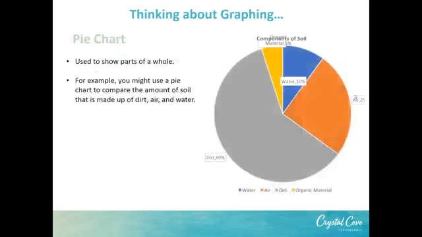And then lastly, we have a pie chart. A pie chart is a type of chart that is used to show parts of a whole, or in other words, it is used to show you percentages of something. So on the right hand side, we are looking at the components of soil, and then the pie chart will tell you that we have water, air, dirt, and organic material. It'll also tell you what percentage of those components are comprised of in the soil.